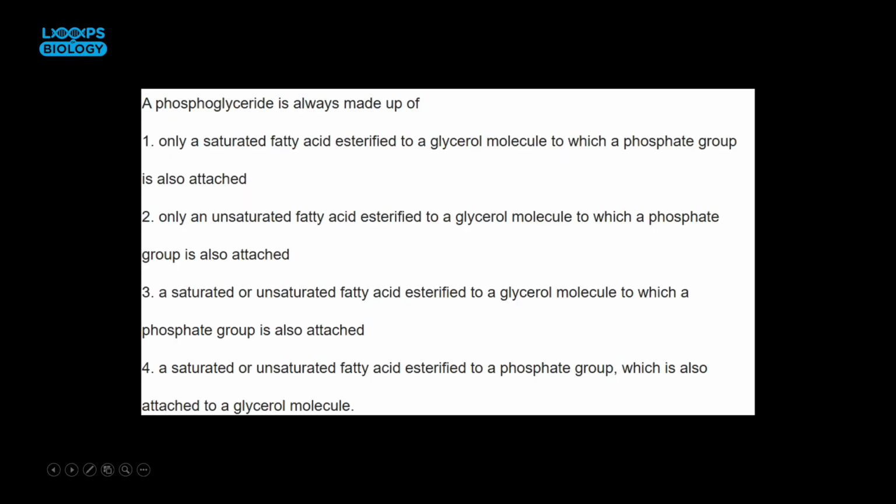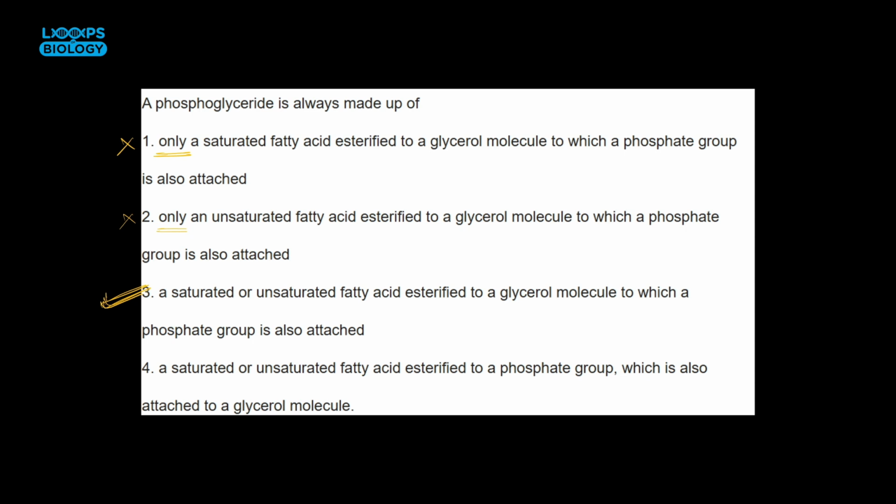Alright, so let's move to the question. A phosphoglyceride is always made up of. Alright, now phosphoglyceride means there should be a phosphate group. Every option should have a phosphate group right now. So now we are talking about only saturated fatty acid esterified. Only the word is wrong. There is not as such a necessity whether I am going to use only saturated fatty acid or only unsaturated fatty acid. Cancel out. A saturated or unsaturated fatty acid esterified to a glycerol molecule to which a phosphate group is also attached. This is my correct option.